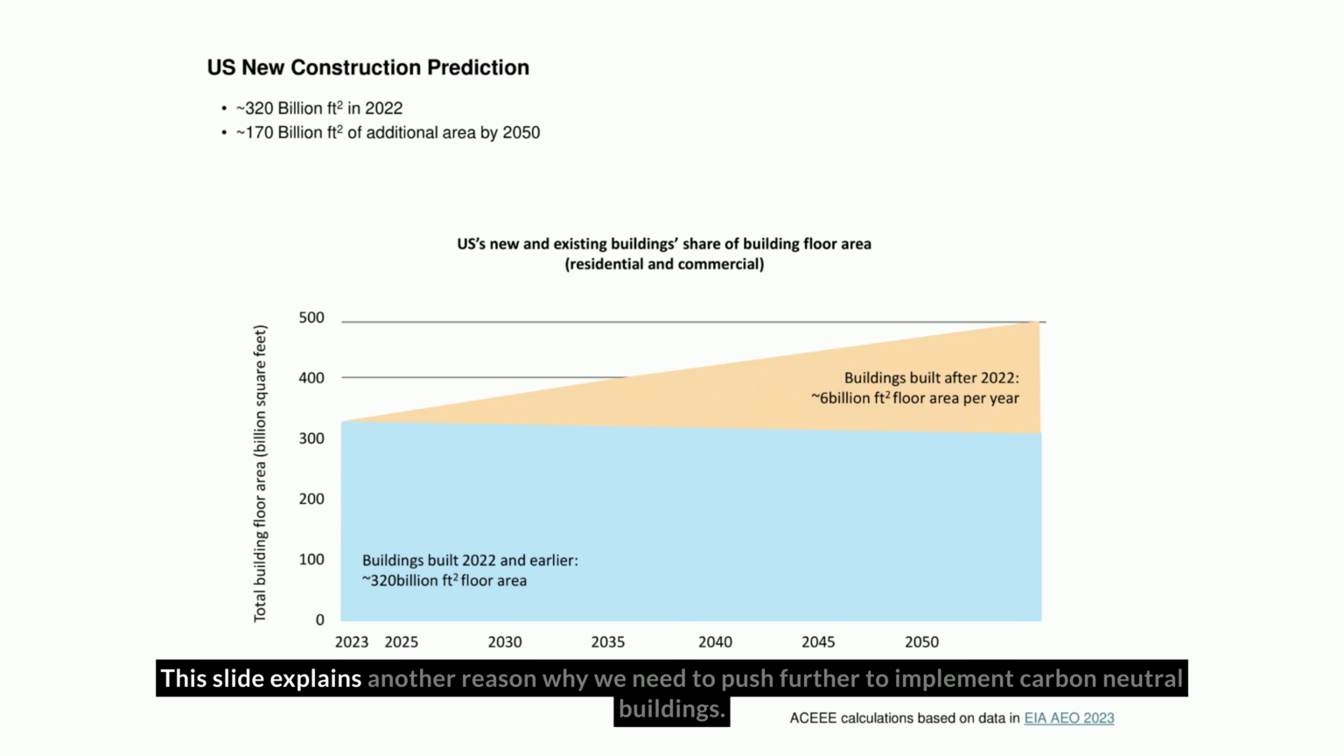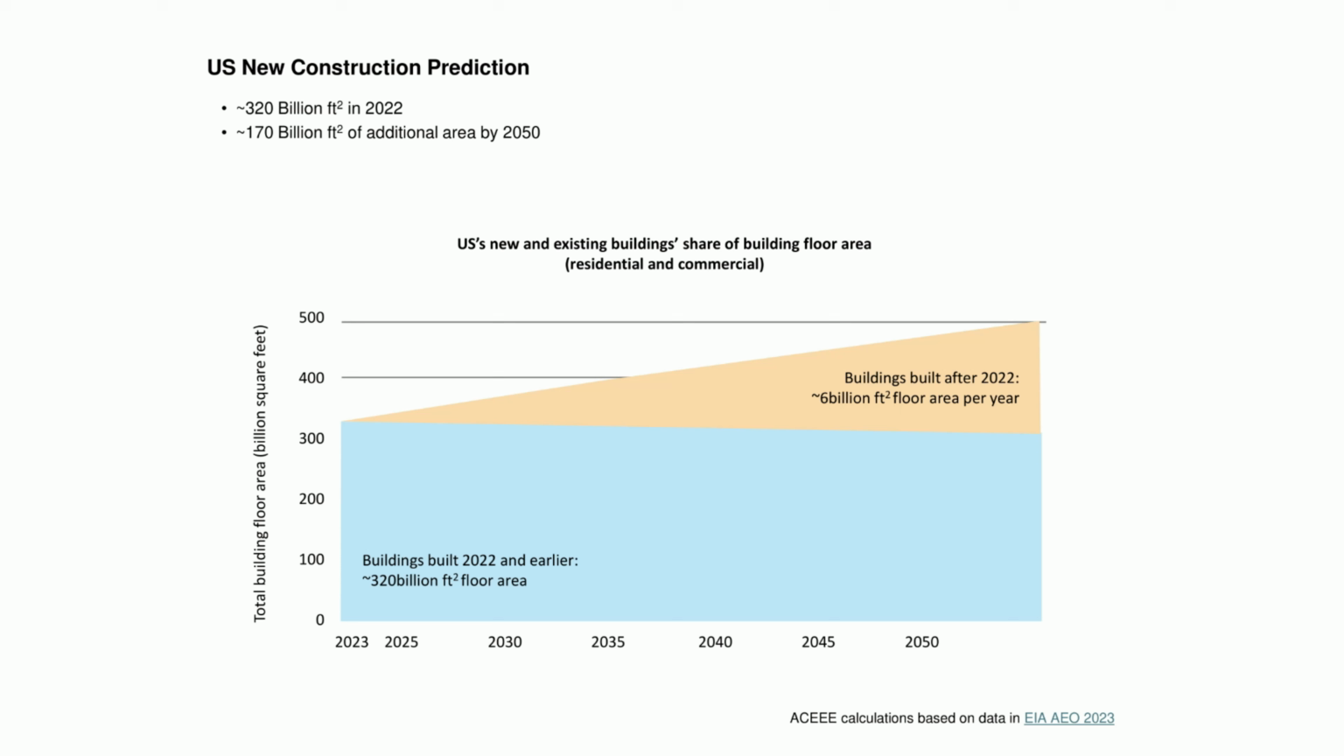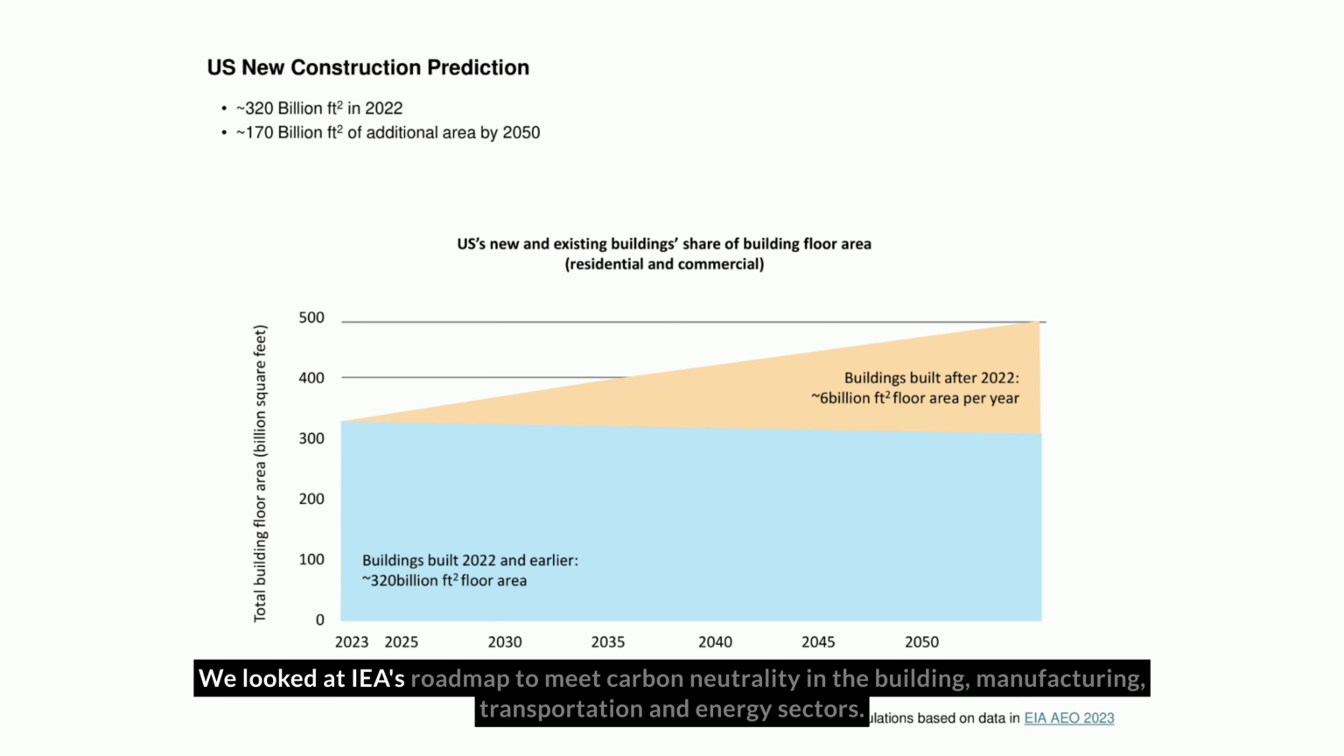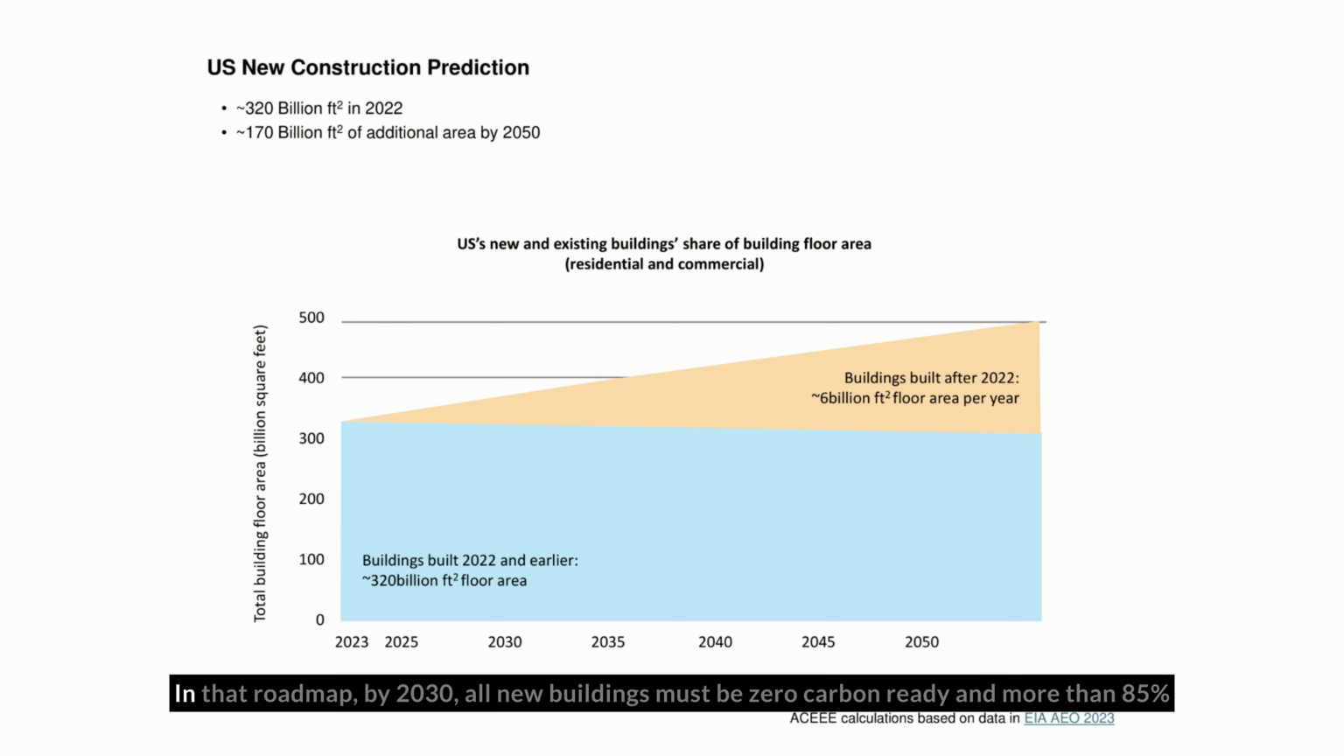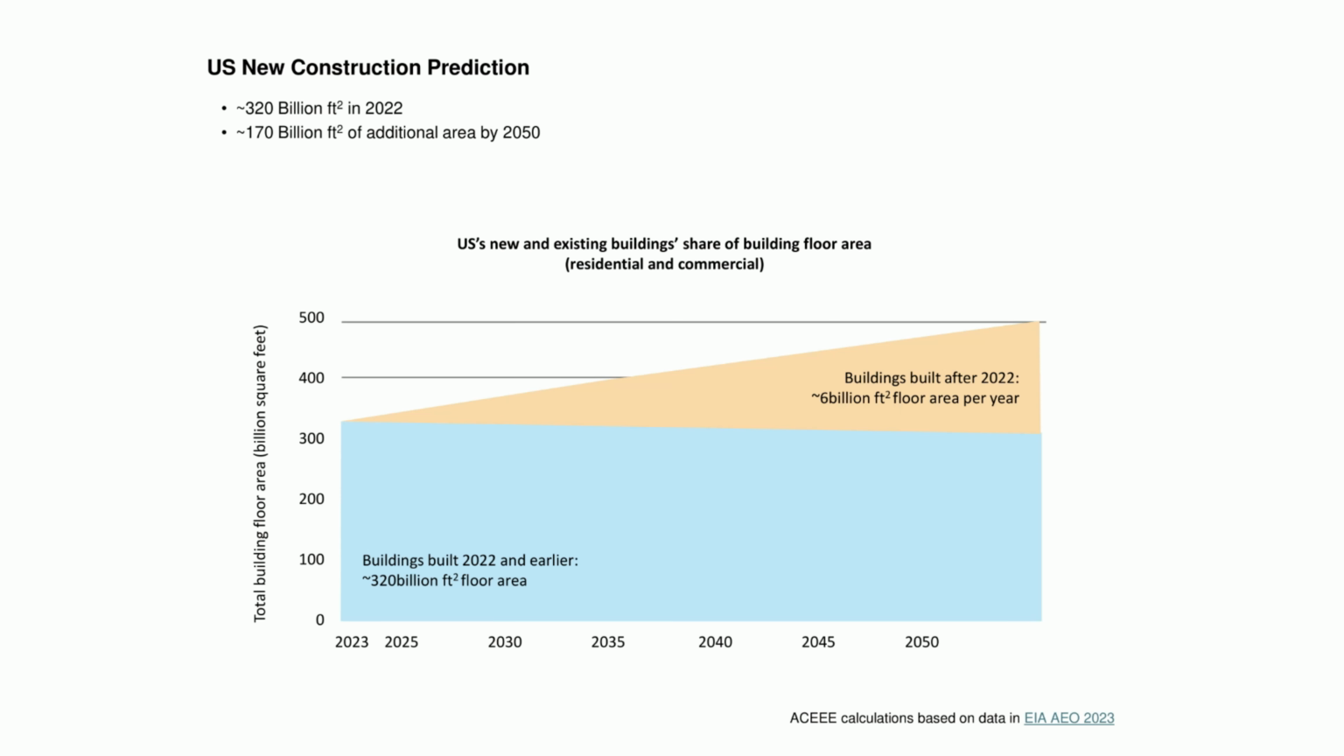This slide explains another reason why we need to push further to implement carbon neutral buildings. We looked at IEA's roadmap to meet carbon neutrality in the building, manufacturing, transportation, and energy sectors. In that roadmap, by 2030, all new buildings must be zero carbon ready, and more than 85% of both the new and existing buildings must achieve zero carbon status.